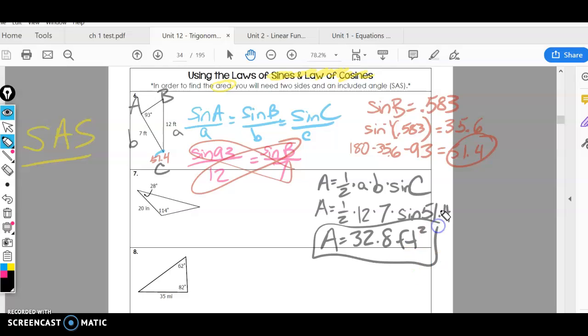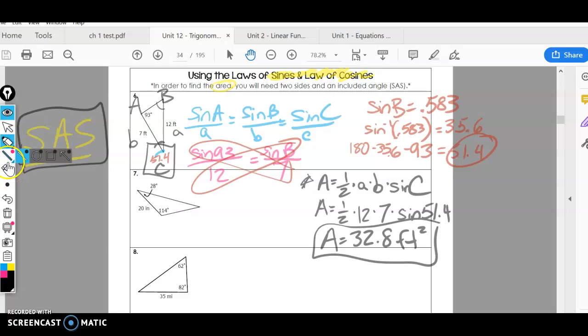So another recap for this problem, in case you're a little lost: it's not a side-angle-side, so we had to use law of sine to find our missing angle, and then we used 180 minus these two to find the real angle that we needed in between the two sides. Then once we have our side-angle-side triangle, we can use our area formula here to plug in our two sides and our angle in between to find the area.